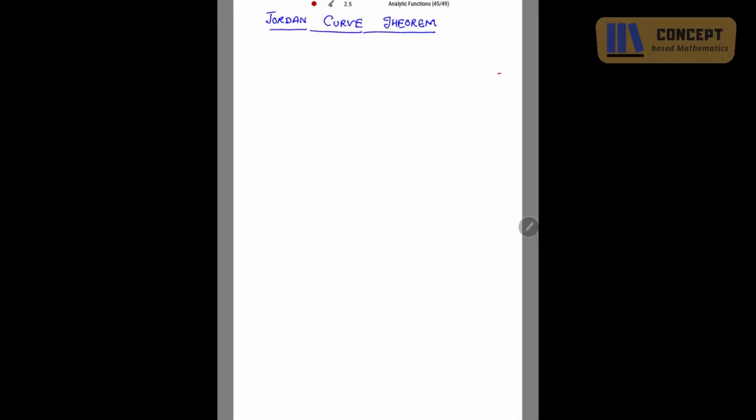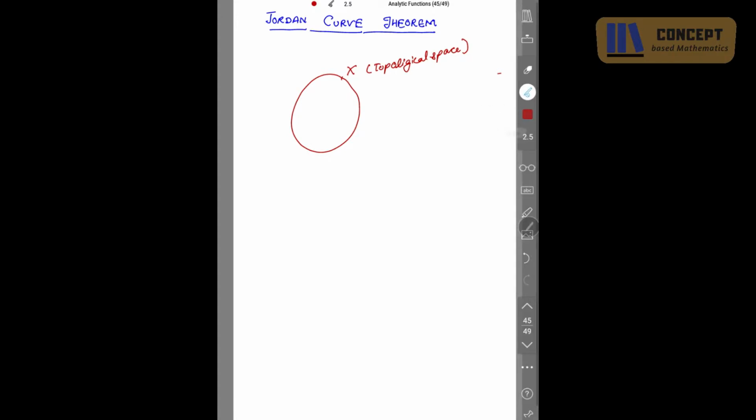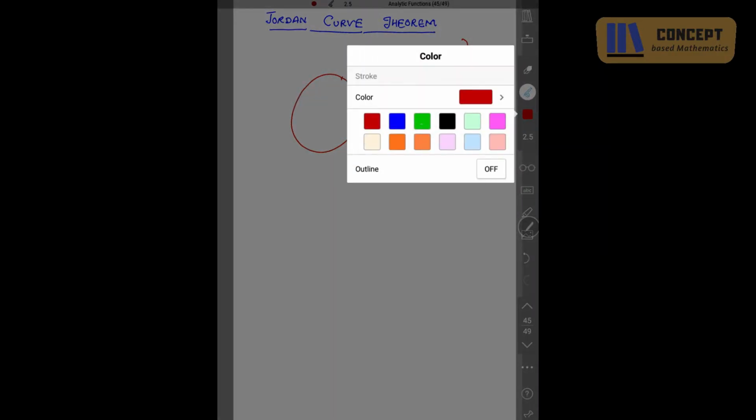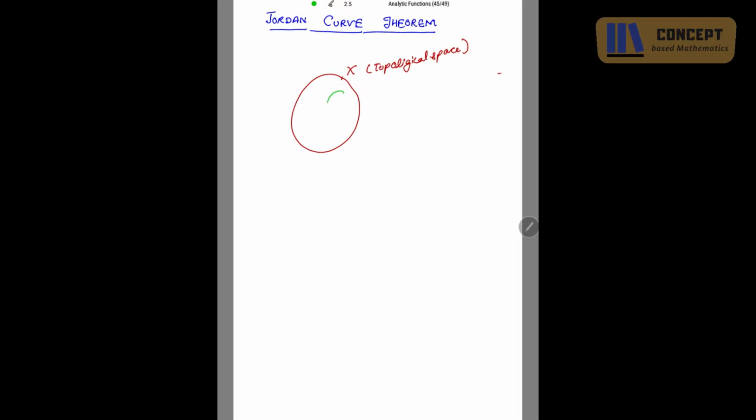Good morning. Today we are going to start the Jordan curve theorem. Suppose X is a topological space, and by a curve in X we mean a continuous function. So this is your curve in X.